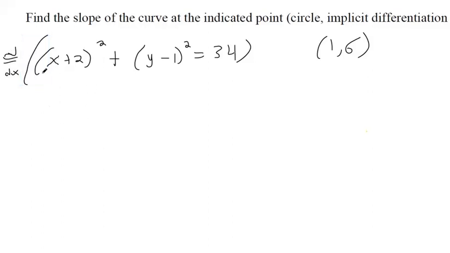So you could use the power rule and the chain rule here if you want. 2 comes down and multiplies, gets reduced by 1, and then we multiply by the derivative of the innermost function. And the derivative of x plus 2 is just 1, right? Because the derivative of x is 1, the derivative of 2 is 0. And then the 2 comes down and multiplies.